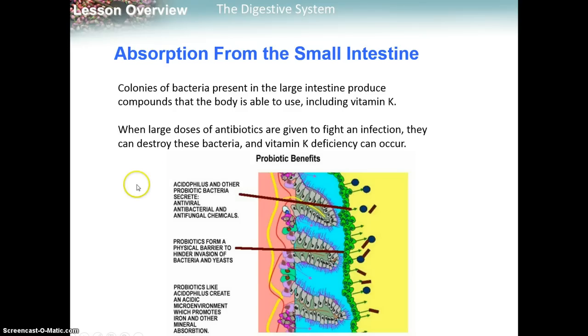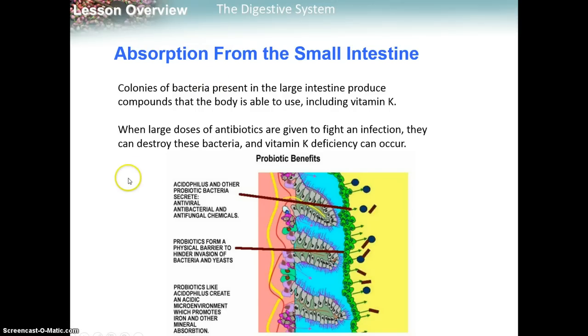Actually, a cool thing in your large intestine is that you have a colony of helpful bacteria, known as good flora. We call it a flora of bacteria, that actually helps you metabolize materials. It actually helps with your immune system as well. More and more findings have been discovering that.